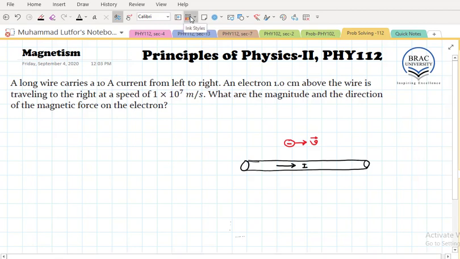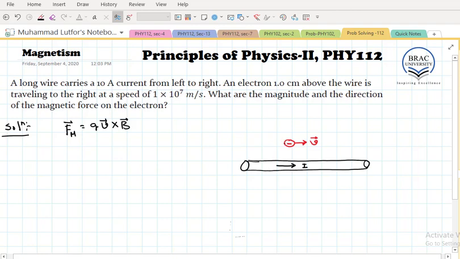We have to find out the force acting on that electron. Fine, let's start. We can find the magnetic force on the charged particle, the electron, using the formula F_m = q (v × B). F_m, the subscript m stands for the magnetic force, q is the charge, v is the speed of that charged particle, and B is the magnetic field at the location of that charged particle.